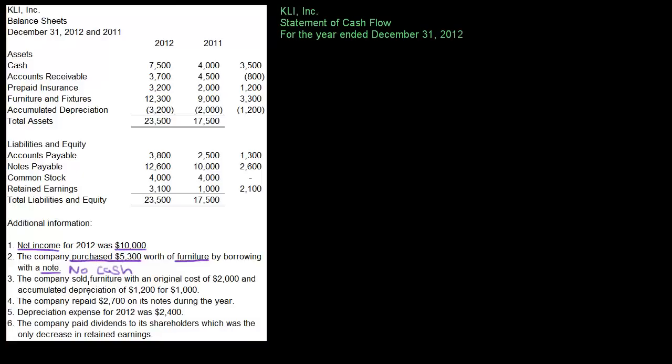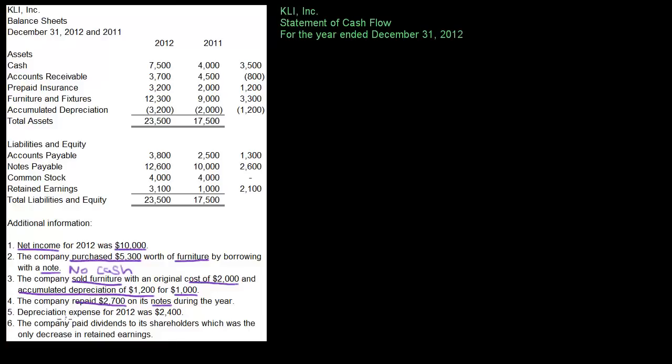All right, the company sold furniture with an original cost of $2,000 and accumulated depreciation of $1,200. That's probably all useful. For $1,000. Like I said, we'll go through and explain, but I'm highlighting things so they're quick and easy to find as I'm going through doing my statement. So we repaid $2,700 on notes. That's a note payable, right? We have a note payable account, so that's important.